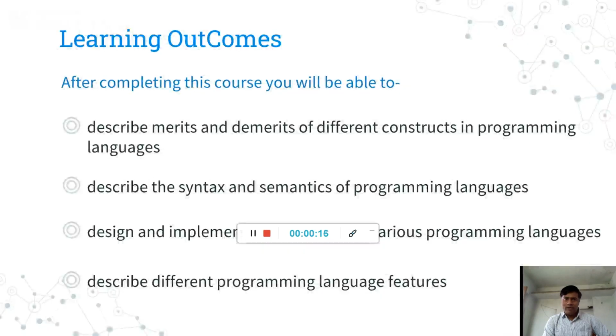So, basically, after completing this course, you will be able to describe the merits and demerits of different constructs in programming, describe the syntax and semantics of programming languages, design and implement subprograms in various programming languages, and describe different programming language features. This is not limited, you can even learn more than this.